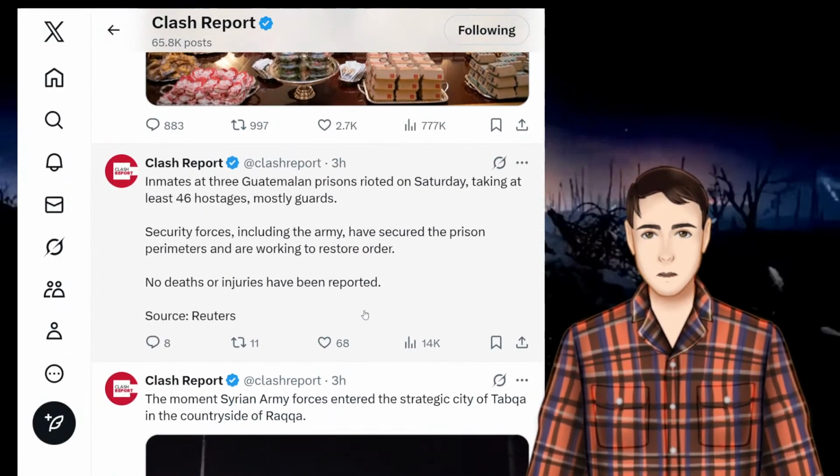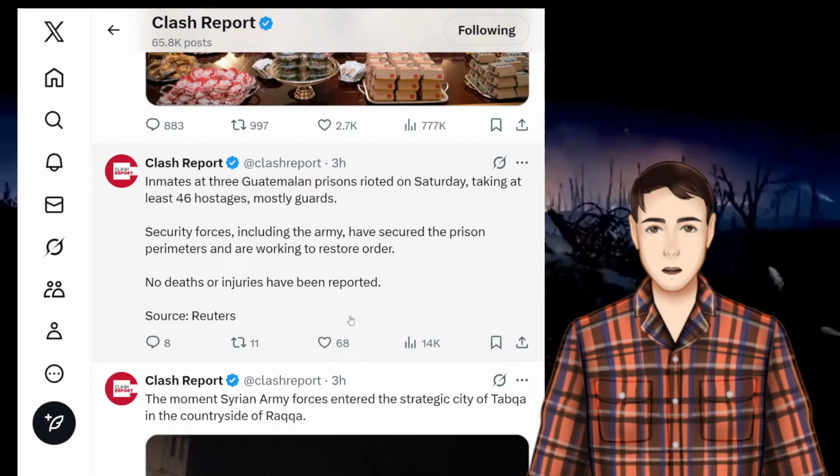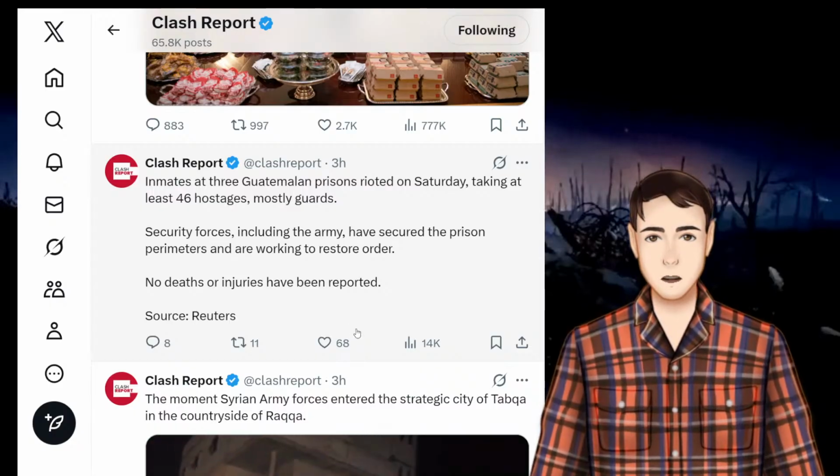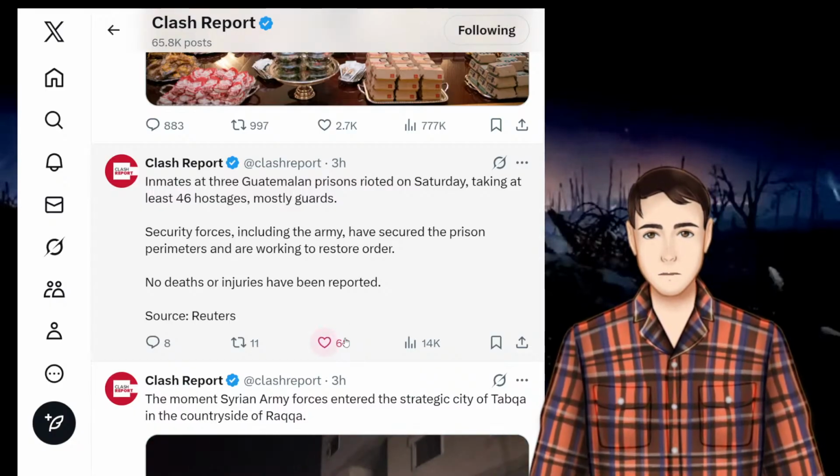Inmates at 3 Guatemalan prisons riot on Saturday, taking at least 46 hostages, mostly guards. Security forces, including the army, have secured the prison perimeters and are working to restore order. No deaths or injuries have been reported.